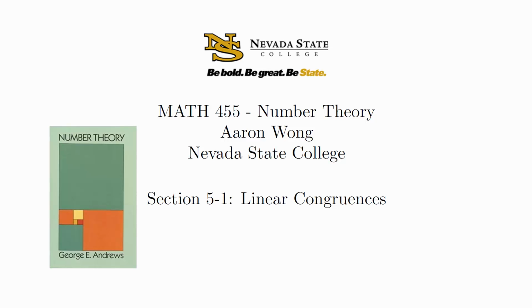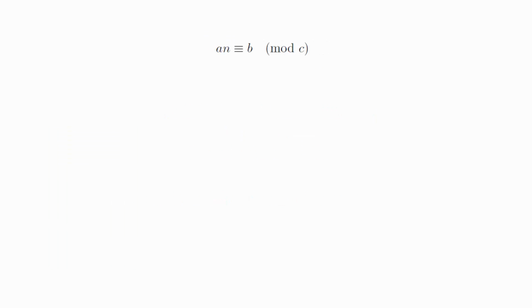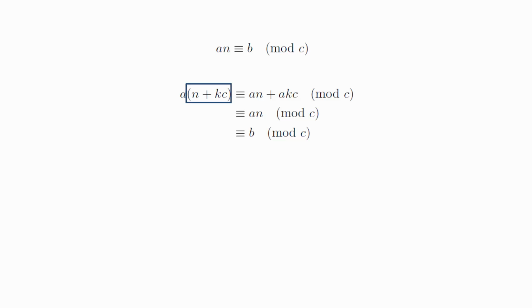A linear congruence is an equation of the form a times n is congruent to b mod c, where a, b, and c are integers. We can see that if n is a solution, then so is any other integer of the form n plus k times c for any integer k.